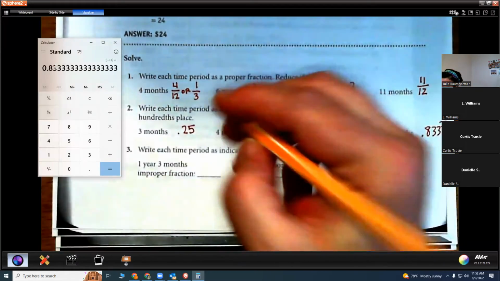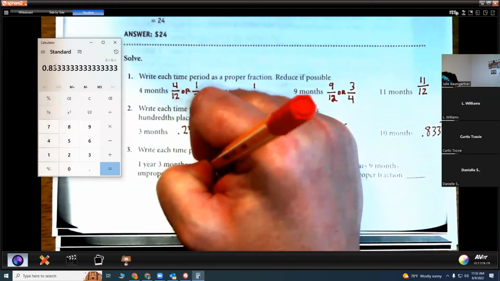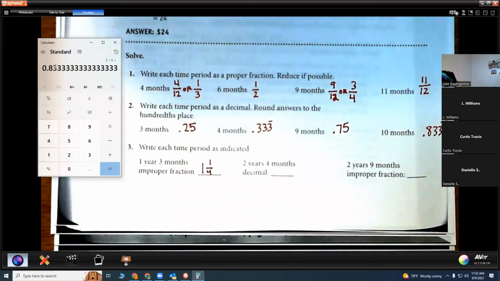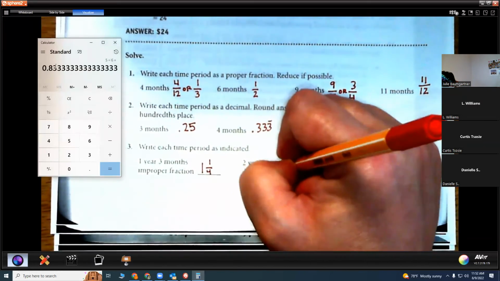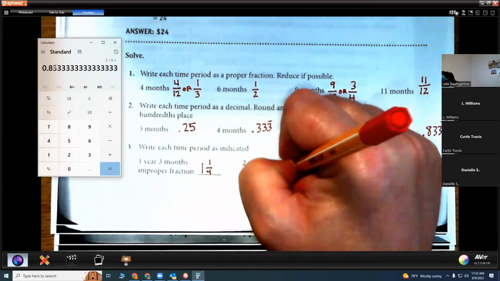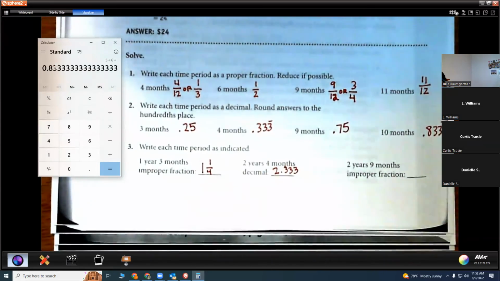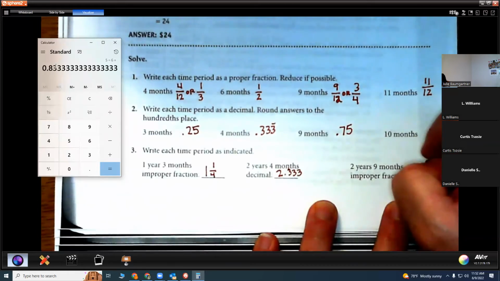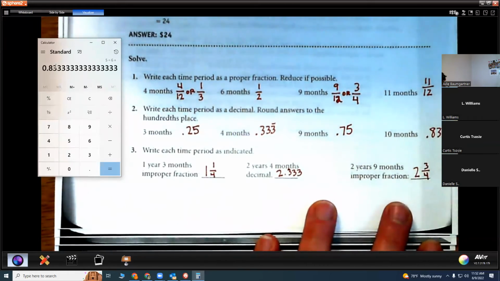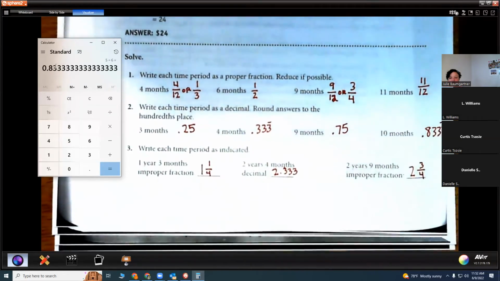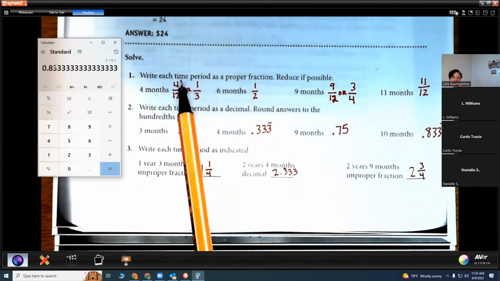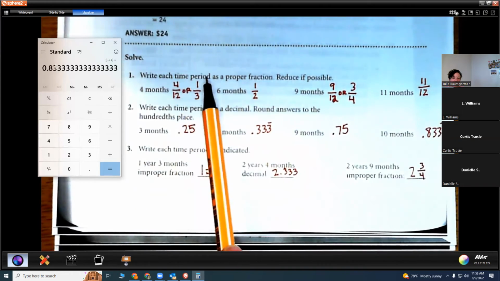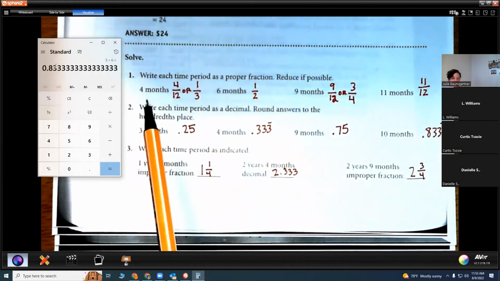So then a year and 3 months, right, is 1.25. 2 years and 4 months is 2.333. 2 years and 9 months is 2.75. Do these conversions make sense to everyone, what we're doing here? So we're thinking about a year in terms of months, right?